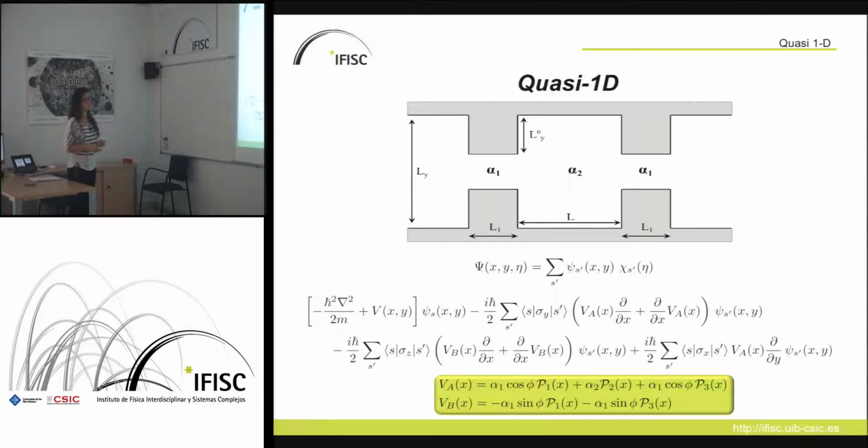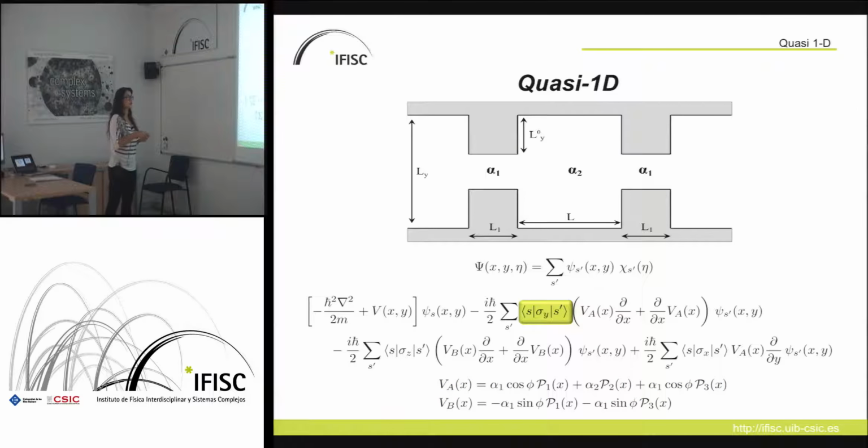Now, if we take our eigenstate in the minus y direction, we obtain that this term is diagonal, but this other one, no. Then we have a coupling between different spins due to VB and due to VA. If VB or VA are different to 0, we have coupled channels.